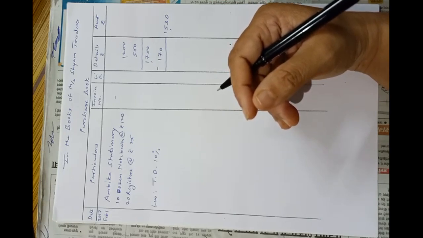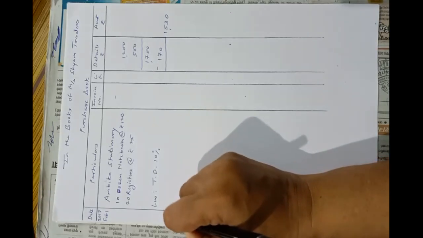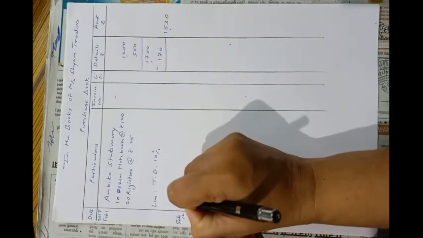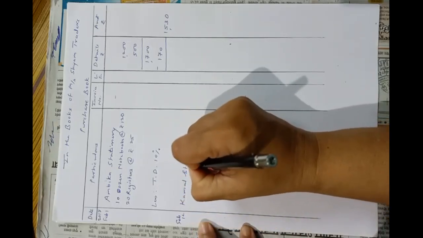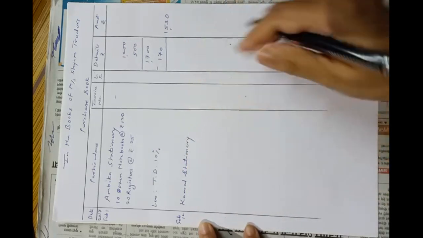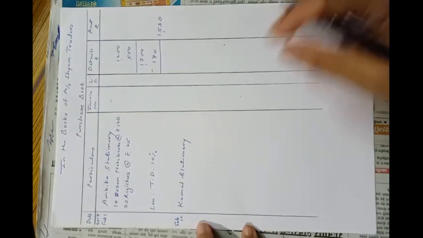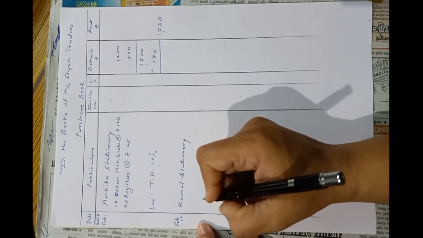Okay, February 12th, Kamal Stationery, bought from Kamal Stationery. So February 12th, Kamal Stationery. Now I will write the details. Details are 10 packets wax crayons at rupees 120 per packet.